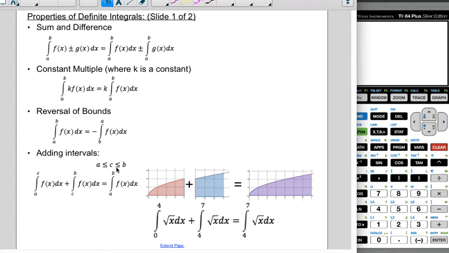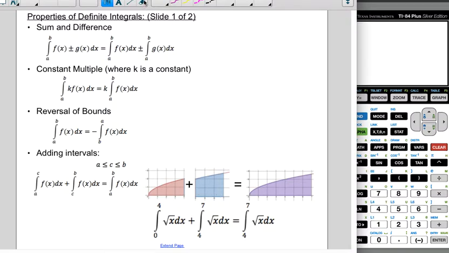And if you have some c that lives in between a and b, you can add adjacent intervals. So the integral from a to c of f of x dx plus the integral from c to b of f of x dx equals the integral from a to b of f of x dx. And I gave you a visual of what that looks like. If I were integrating the square root of x from 0 to 4 and from 4 to 7, I could put those two areas next to each other and make the entire area.